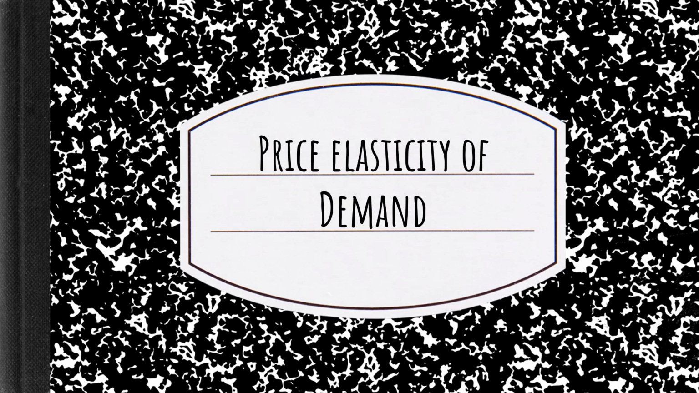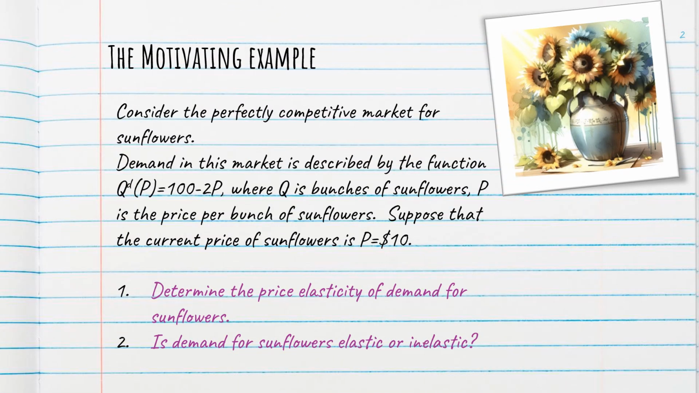Let's talk about how to solve a price elasticity of demand question. Let's consider the perfectly competitive market for sunflowers. Demand in this market is described by the function Q equals 100 minus 2P, where Q is bunches of sunflowers and P is the price per bunch. Now let's suppose that the current price of sunflowers is $10. With this information, we're going to determine the price elasticity of demand for sunflowers, and then we're going to determine if demand for sunflowers is elastic or inelastic.